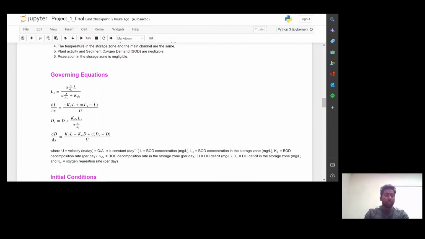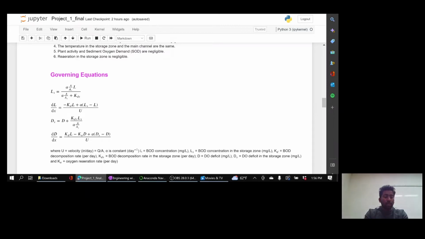Hello everyone, my name is Ovi. I'm going to talk about the governing equations. There are four equations: one for LS, which is for BOD in the storage zone, and dL/dx, which is the change of BOD in the main channel, and dS/dx for DO in the storage zone.